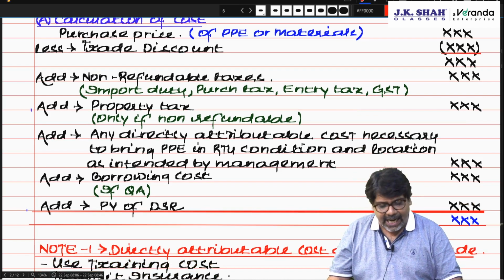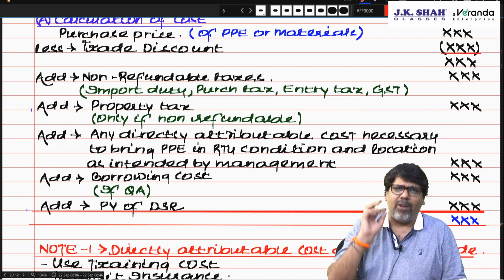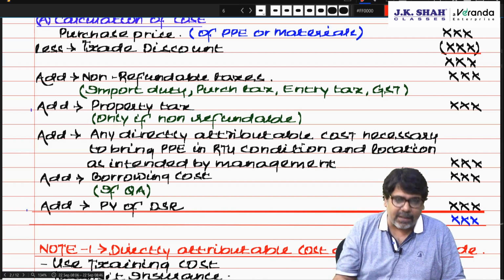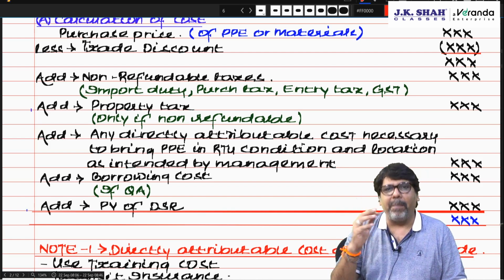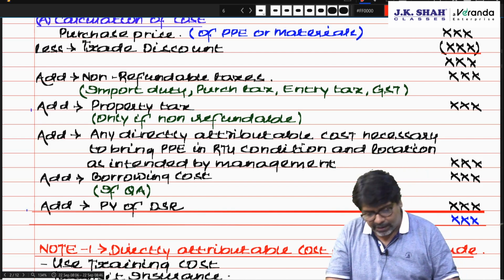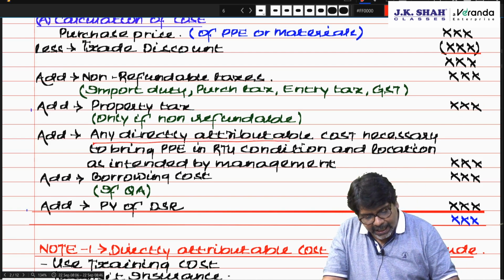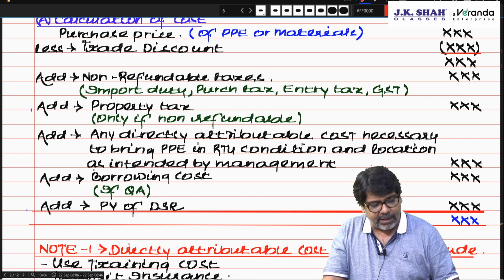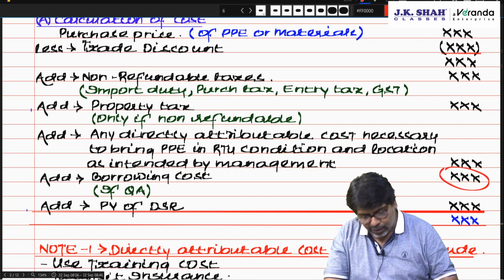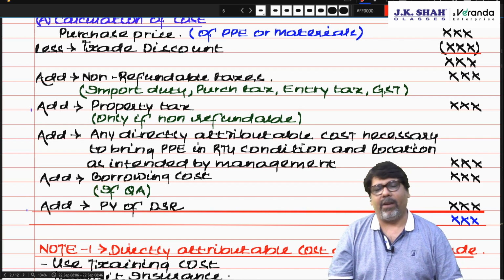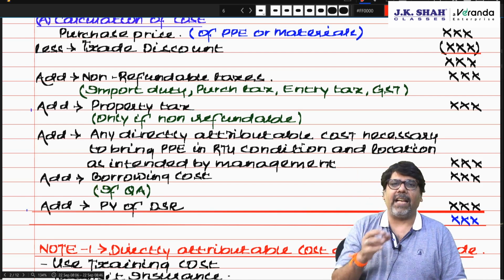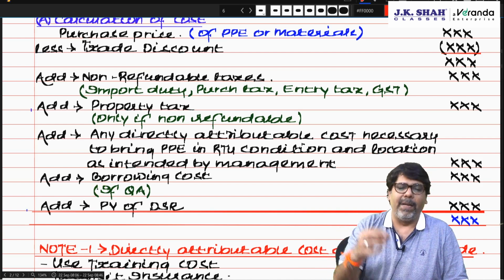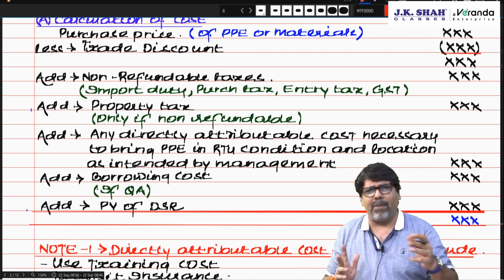Any directly attributable cost for construction of the building, to make the property ready to use, should be added over here. Any directly attributable cost necessary to bring the PPE to ready to use condition and location as intended by the management should be added. Borrowing cost if it is a qualifying asset. And what is a qualifying asset? Any asset which normally takes a substantial period to be in ready to use condition. Correct? That we have studied in borrowing cost also, Chartered.